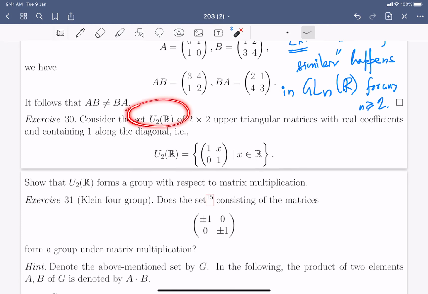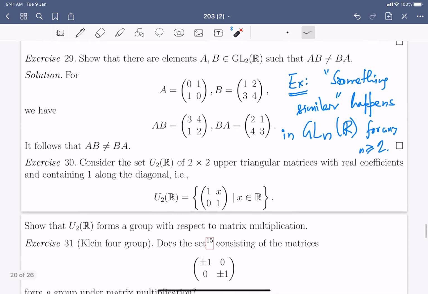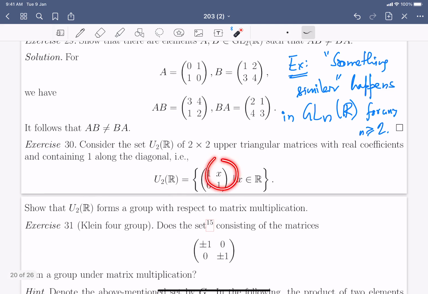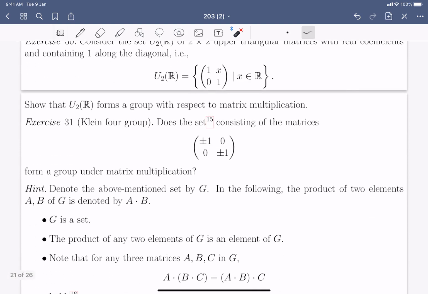Now I look into U2R. This is not yet a group, this is just a set of 2 by 2 upper triangular matrices with real coefficients and containing 1 along the diagonal. So U2R is just this. The exercise is to show that U2R forms a group with respect to matrix multiplication. That's an interesting exercise to work on, so please try to write down all the steps. This is just about 2 by 2 matrices, so things are not at all difficult. Okay, fine. So now we focus on something called the Klein 4 group.